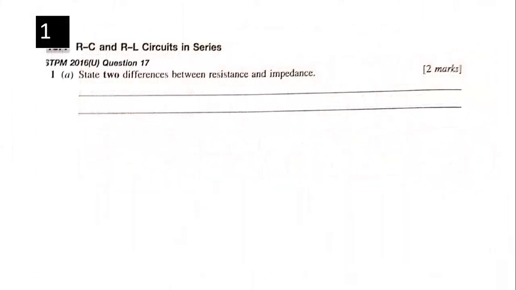State two differences between resistance and reactance. You should be able to tell me. Resistance and impedance. Resistance is equal to the voltage divided by the current. Impedance is the vector sum of the resistance and the reactance.